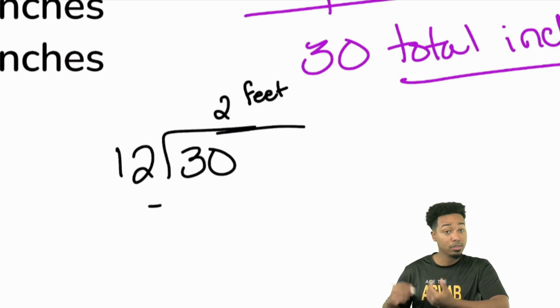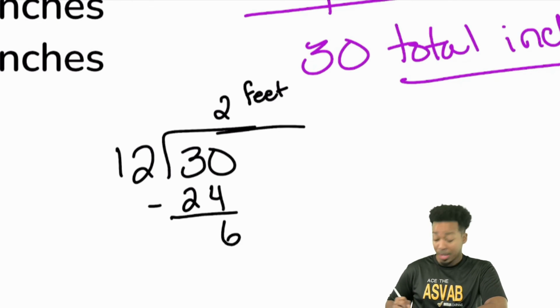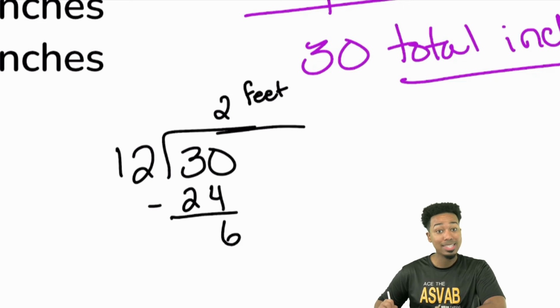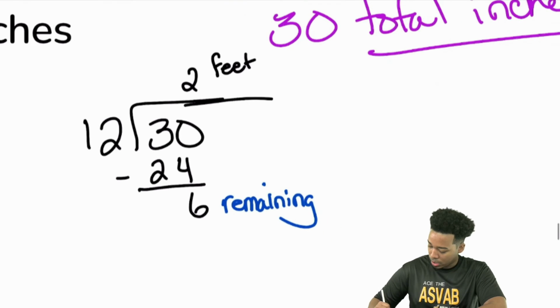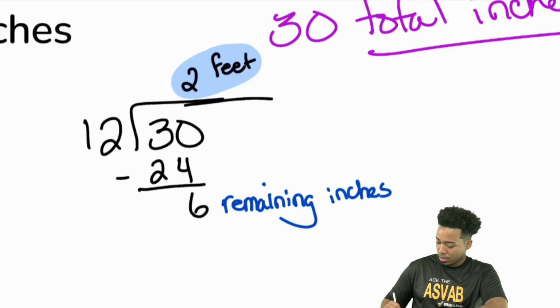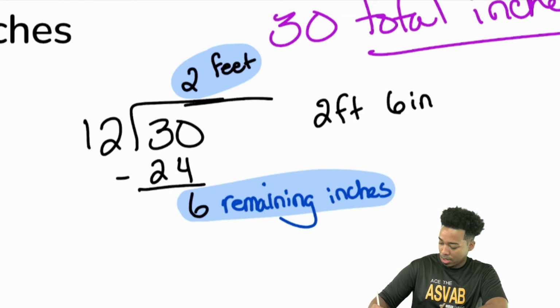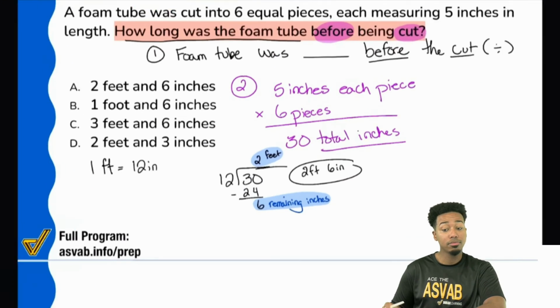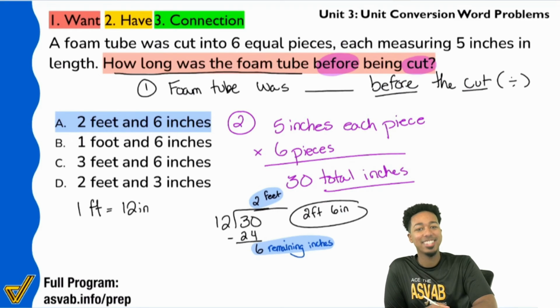When you subtract, 12 times 2 is 24, you'll get a leftover of 6. And this is what's remaining. That's the remainder. That's 6 remaining inches. And there's your answer. Super fast. 2 feet and 6 inches. There we go. And we're done. Super quick, super straightforward, and we can say confidently that the answer is A.